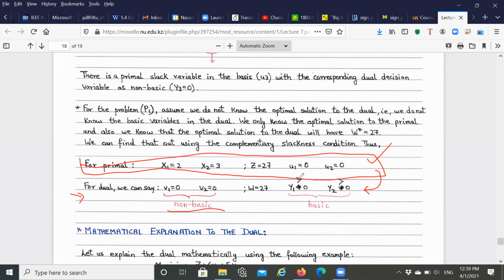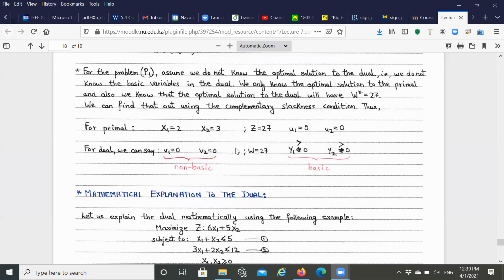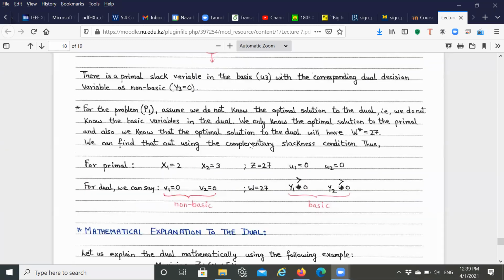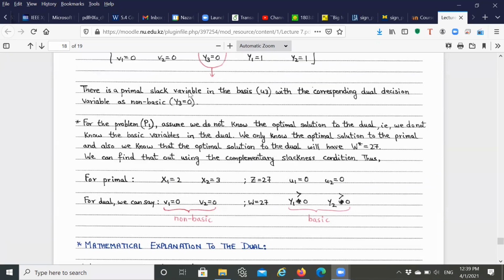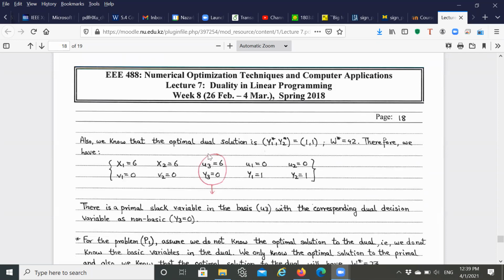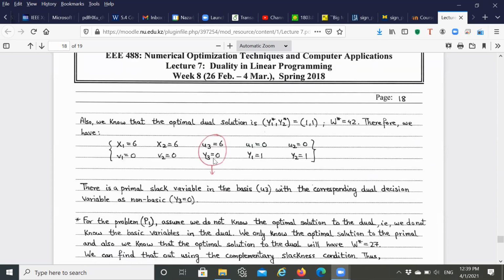How do I find the exact values? You told me that they are non-negative, but what are their exact values? That may be your question now. This basically just tells me which of the decision variables are basic and which are non-basic. And going back to the previous example, you see that y3 was 0, so it was non-basic. Why? Because its corresponding slack variable in the primal was basic, because it is not 0.